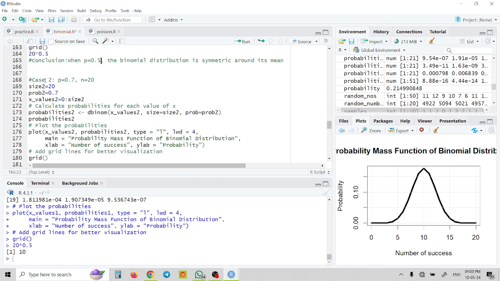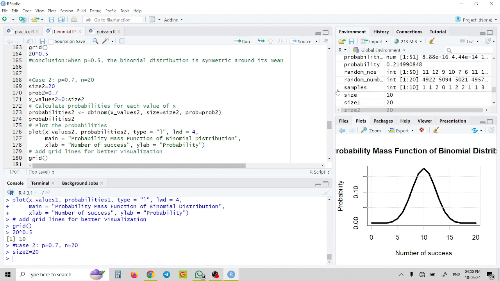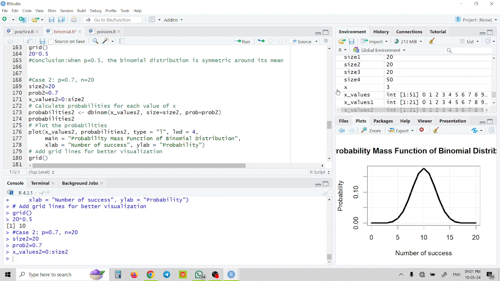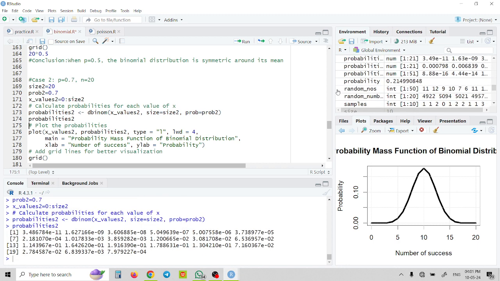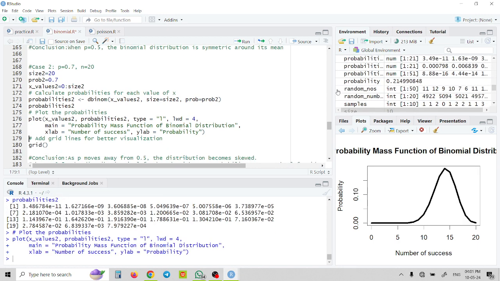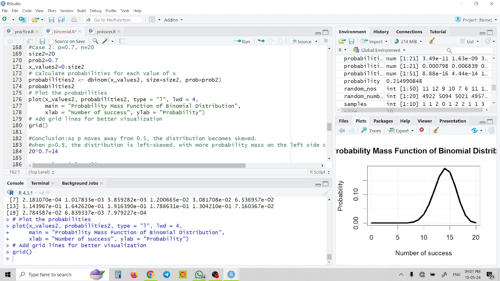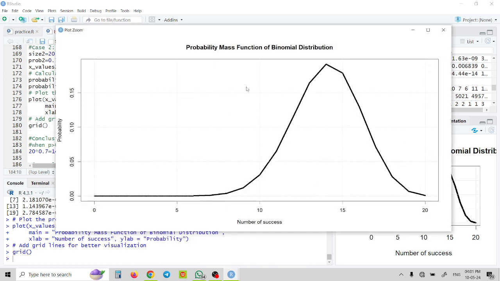Now let us come to case 2, where we are taking the probability of success more than 0.5. Okay, increased probability, and the number of trials is the same. Since we are doing different cases, we will assign these to different objects. So size2 is 20, probability 0.7, the values of x from 0 to 20, and then the probabilities and the corresponding plot. Okay, so you see the plot with the grid lines. At the same time let us calculate the mean, that is 20 into 0.7, which is 14. Okay, now we will see the diagram. This is the diagram that came. Let us zoom in. Here it is, this is the diagram.